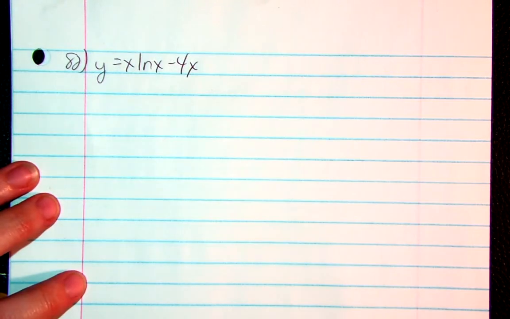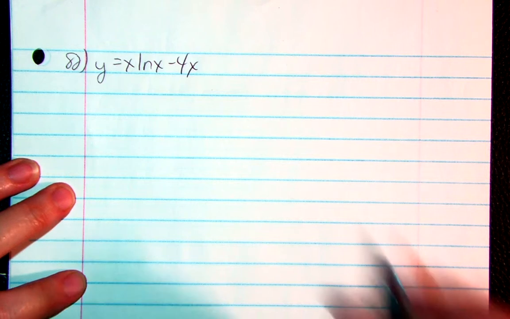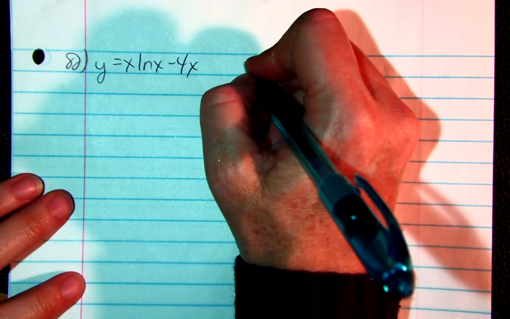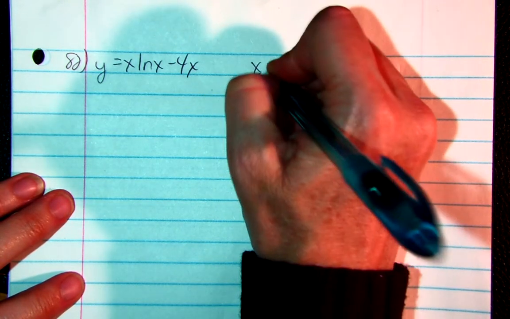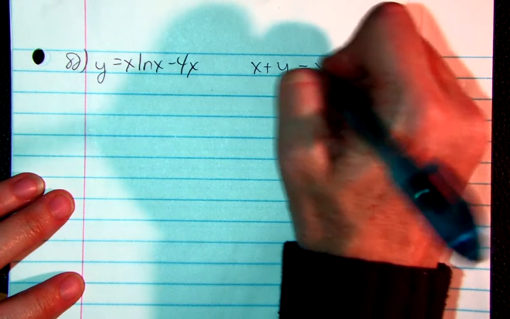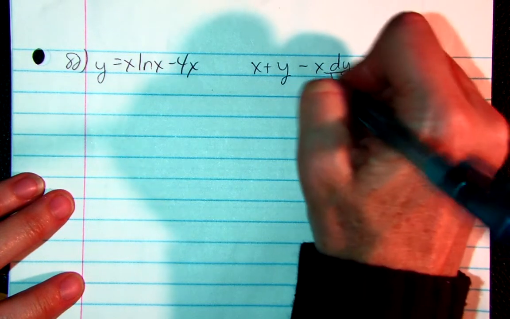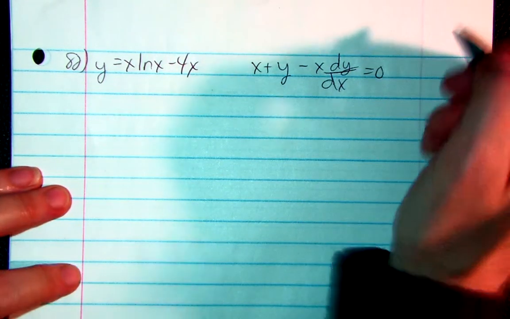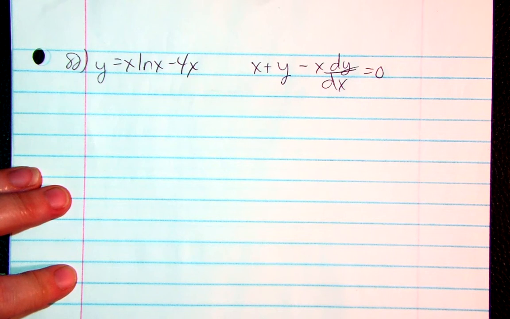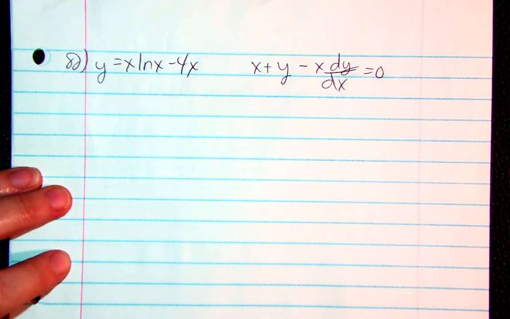Let's see what 82's directions are. It says, show that this function is a solution to the differential equation. And so the differential equation happens to be x plus y minus x dy/dx equals 0. Again, show that the function is a solution to the differential equation.